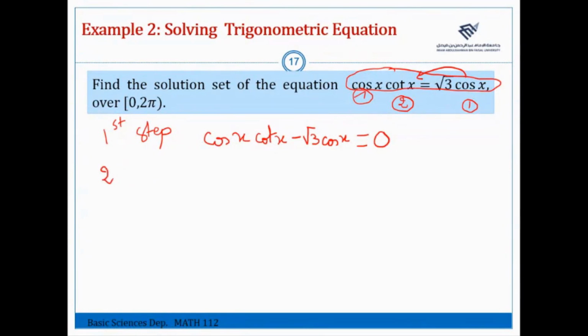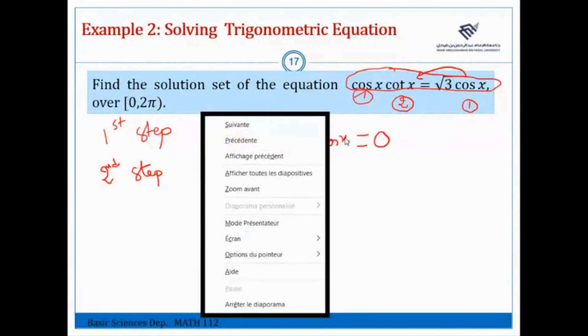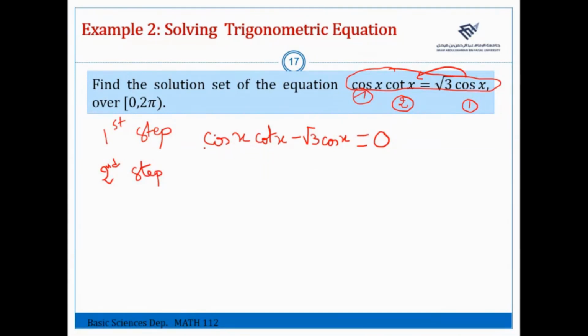Second step, we have to factor this side. So the question, is there any common factor here? If you look, yes there is a common factor. Look carefully. What do we have here? This is cosine x and this is cosine with cosine x. So cosine x is a common factor. Right. We put it, we open brackets.